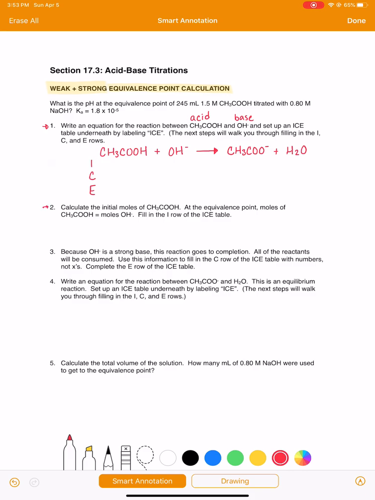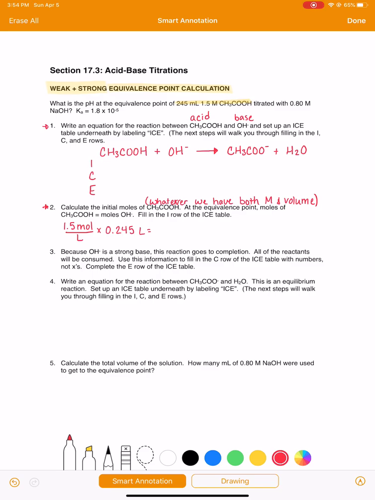So that's step one. Step two, calculate the initial moles of our acid. So we're going to do that using the volume and the molarity of the acid. And actually, if we're making this generic so that it applies to anything, we're going to calculate the initial moles of whichever molecule we have both the molarity and the volume. So for one of them, it might be the acid, it might be the base, one of them we're going to have both the molarity and the volume, and for that one, whatever it is, we're going to calculate how many moles we have using the molarity, 1.5 moles per liter, times the volume, 0.245 liters.